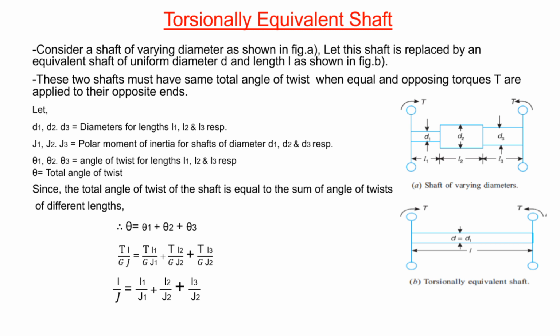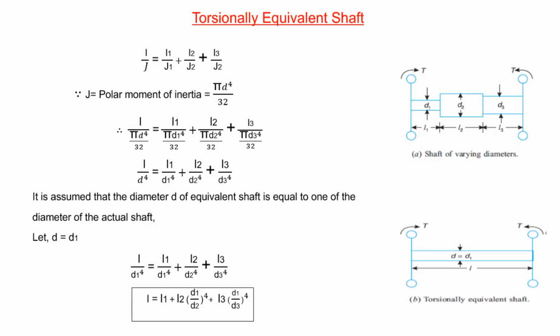Now remember D1, D2, D3 are the diameters of length L1, L2, L3. J1, J2, J3 are polar moment of inertia of the shaft for diameter D1, D2 and D3. Theta 1, theta 2, theta 3 are the angle of twist for the length L1, L2 and L3. Now in this equation of L by J, we will put the value of J, that is polar moment of inertia, as pi by 32 d raised to 4. For J1 it is pi by 32 d1 raised to 4. For J2 it is pi by 32 d2 raised to 4, like this.